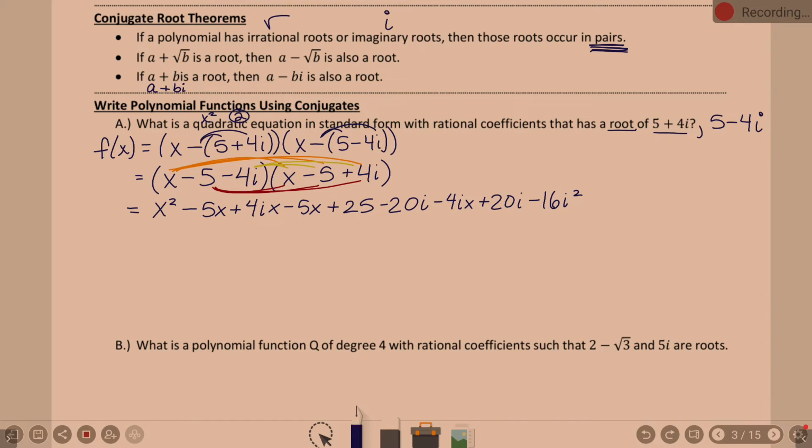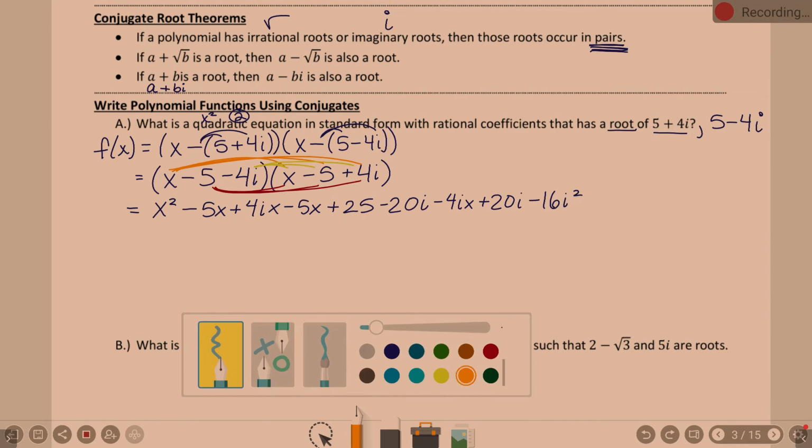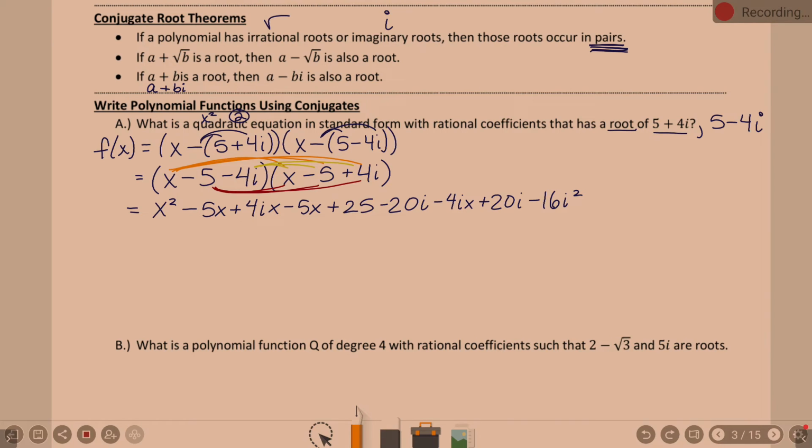Now, are we done? No, there's some very nice cleanup that will happen. First of all, it says rational coefficients. You should not have any i's left when we get done. The i's are all going to cancel out. Is that happening? 4ix will cancel with minus 4ix, right? Minus 20i cancels with positive 20i. What else do we have that needs to change?